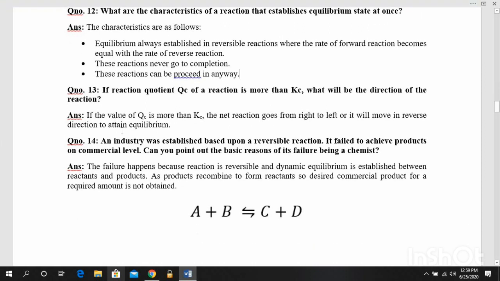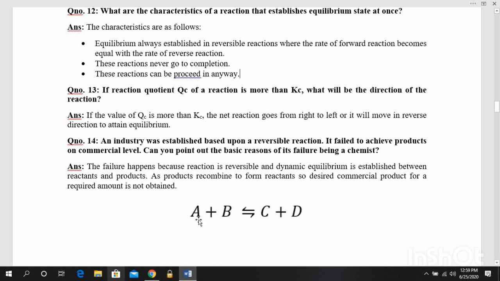Last question of your textbook: an industry was established based on a reversible reaction. It failed to achieve products on a commercial level. Can you point out the basic reasons for its failure, being a chemist? So the answer is that the failure happens because the reaction is reversible and dynamic equilibrium is established between reactants and products. As products recombine to form reactants, the desired commercial product in the required amount is not obtained. You will never get a proper yield of the product on the commercial scale because, due to the reversible reaction, the products recombine to form the reactants.